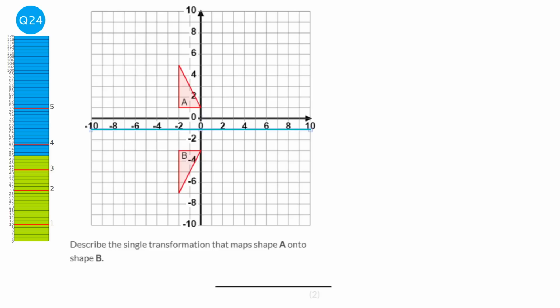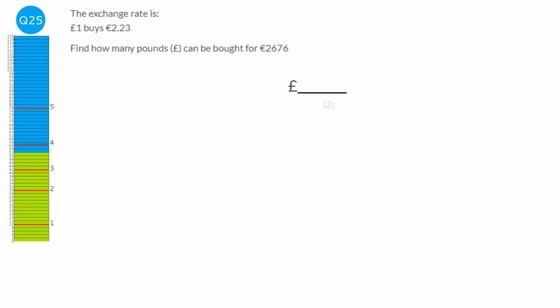And the name of that line, well, everywhere along that line, y is equal to -1. So we call it the y equals -1 line. So it's going to be a reflection across the line y equals -1.